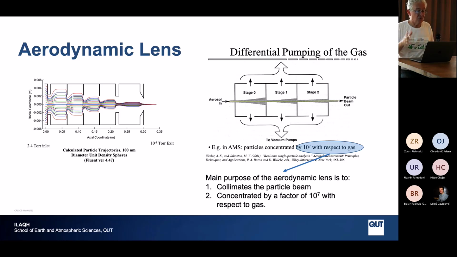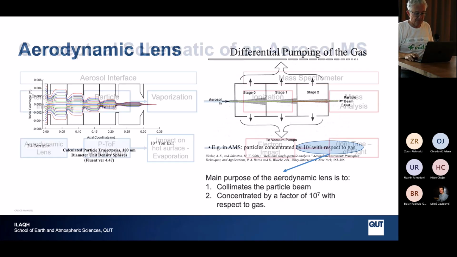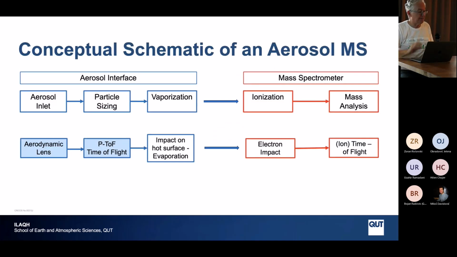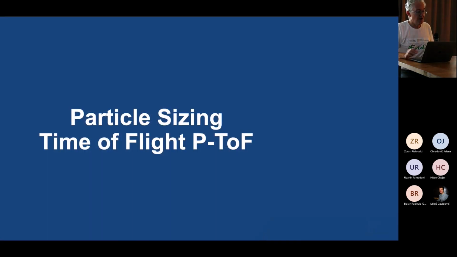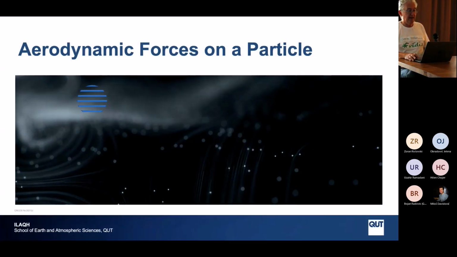So we've concentrated up to 10 to the 7 particles with respect to gas. So the concentration of particles is 10 to the 7 higher in the beam than it was compared to vacuum. So that's the first part. Got them into vacuum. Now we use a property of the particle to see how we can size the particle using the so-called time of flight.